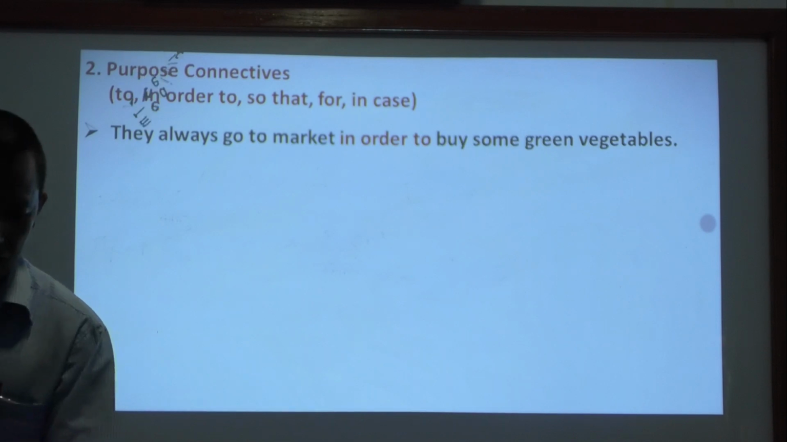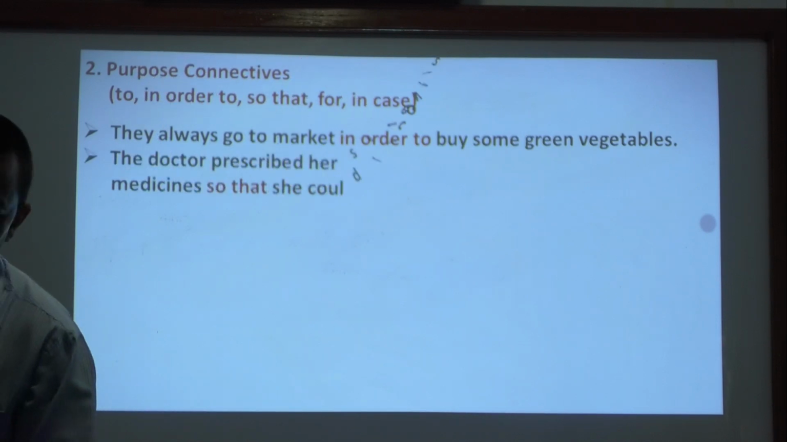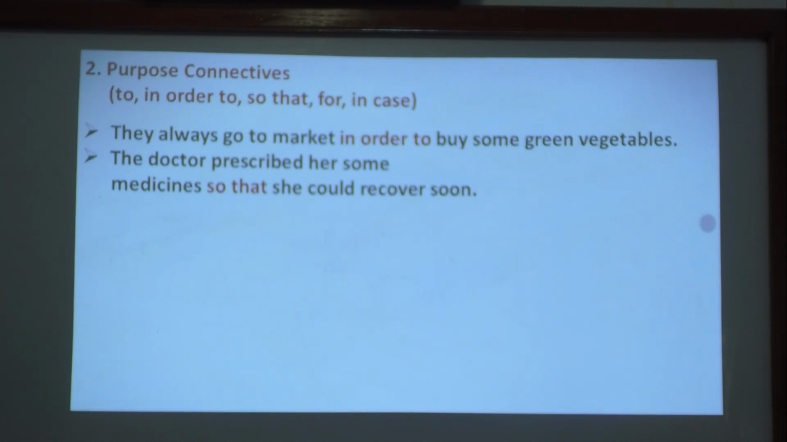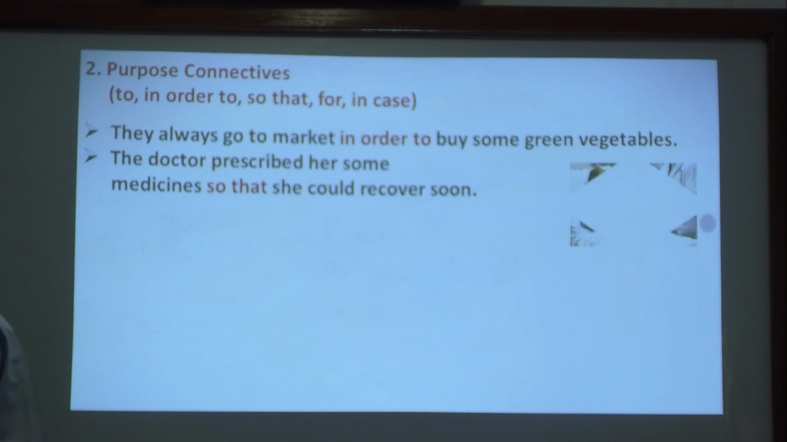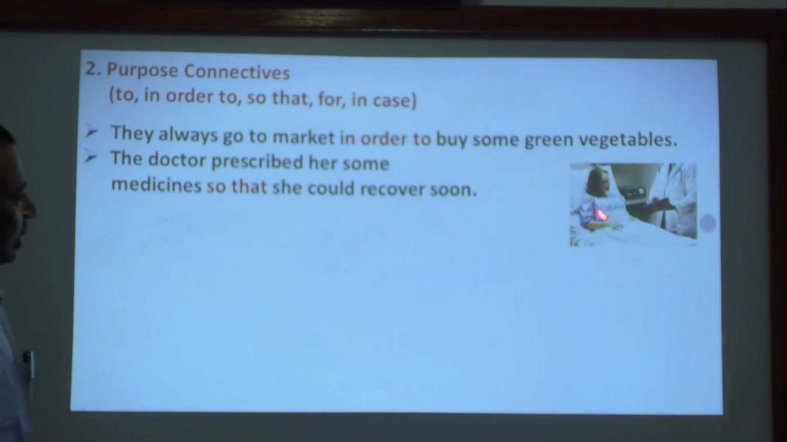Alright. Another example: the doctor prescribed her some medicines. Why did the doctor prescribe her some medicines? So that she could recover soon. So that she could get well soon. Here you can see in the picture, there's a lady, she is sick, and the doctor is prescribing some medicine. He is writing on the sheet. So here this connective so that represents a purpose.